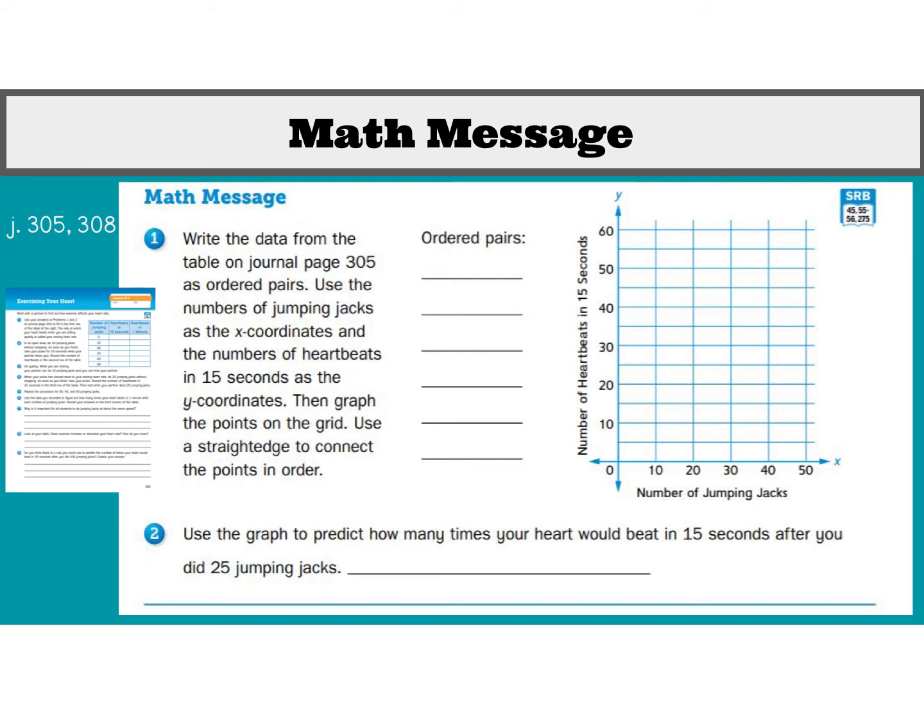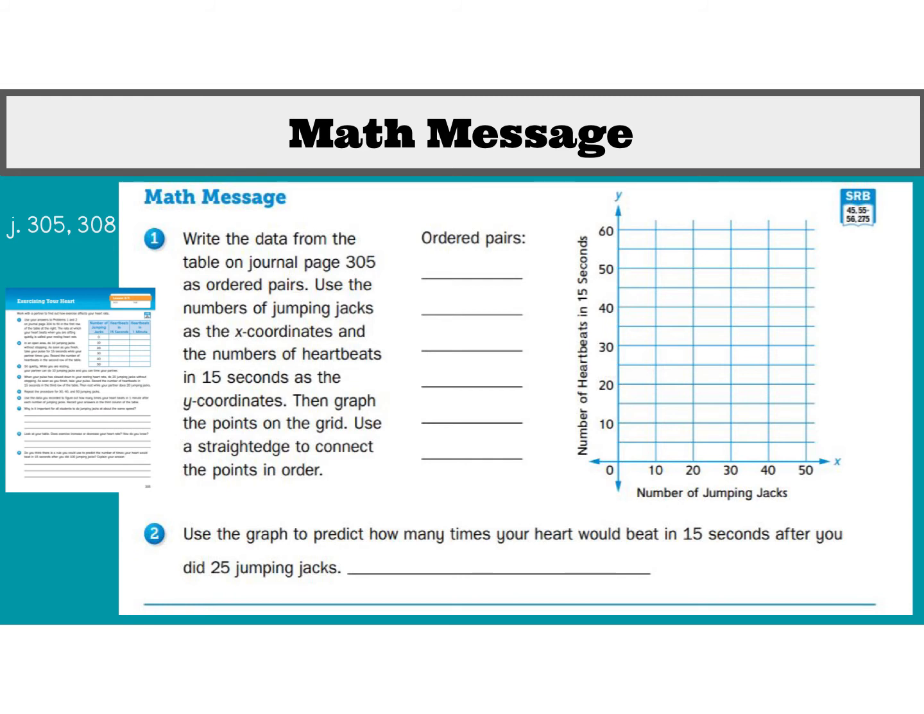So basically what we're going to do for the math message today, it says write the data from the table on journal page 305 as ordered pairs. So you're going to take your information from this journal page, you're going to write them as ordered pairs here. Use the numbers of jumping jacks as the X coordinates and the numbers of heartbeats in 15 seconds as the Y coordinates. Then graph the points on the grid. Use a straight edge to connect the points in order.